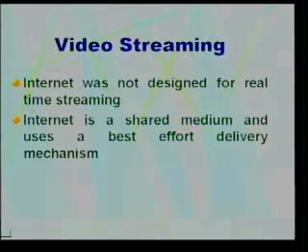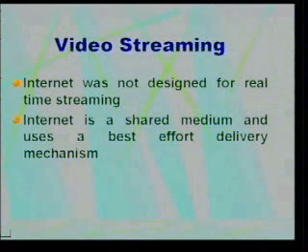But when the internet was designed, it was not designed for real-time traffic. It was entirely used for a different type of work altogether. So that is one problem which we have to understand. The second one: the internet has its own problem, because the internet is what we call a shared medium. Many users are using this medium at the same time, and it uses a best effort delivery mechanism.